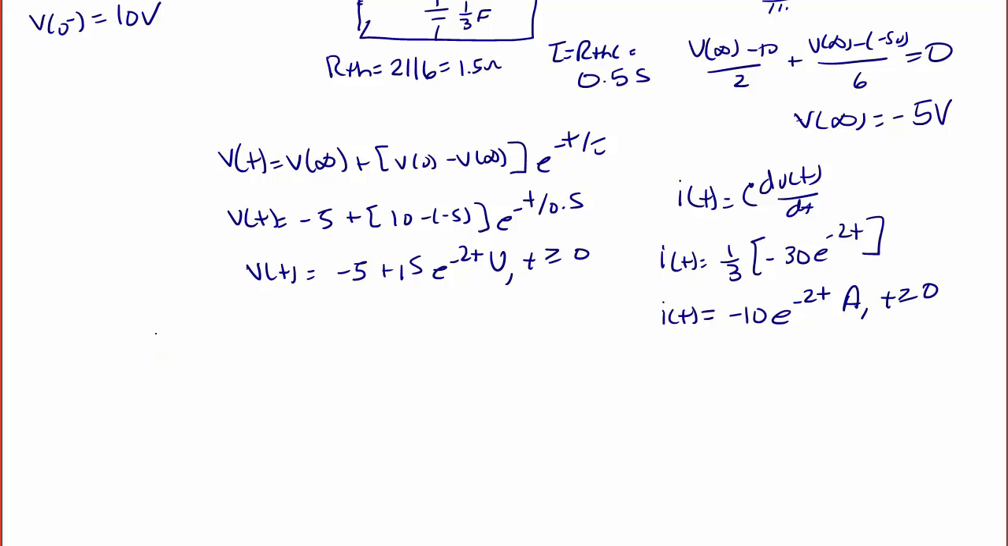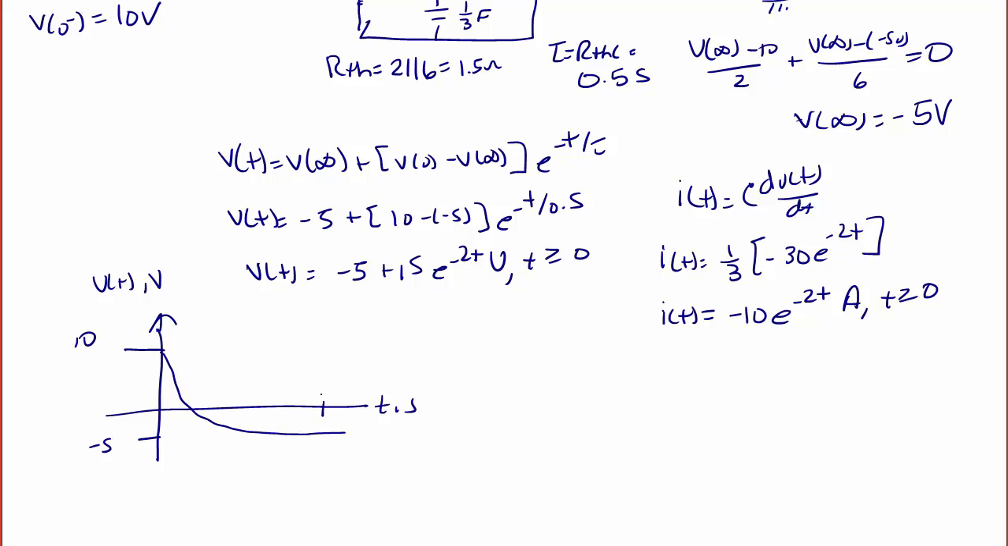So now let's make two sketches. One of them is going to be V of t. Here's time in seconds and V of t in volts. It's going to start at 10 volts and go to negative 5 volts. And it's going to take 5 time constants to get there. So that is 2.5 seconds.